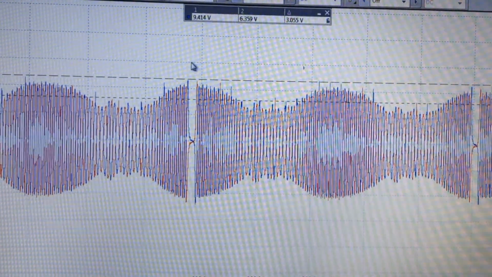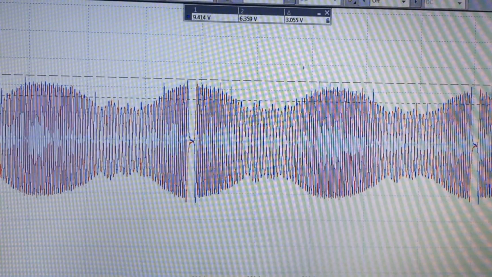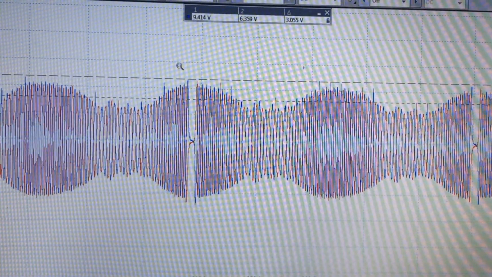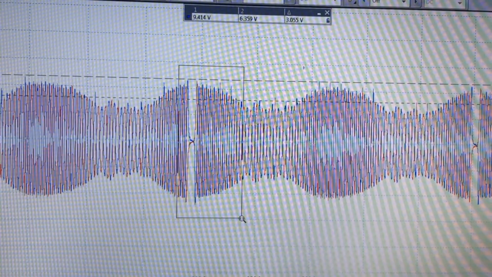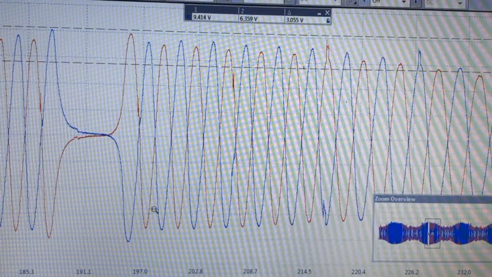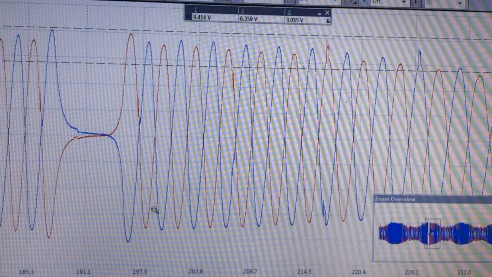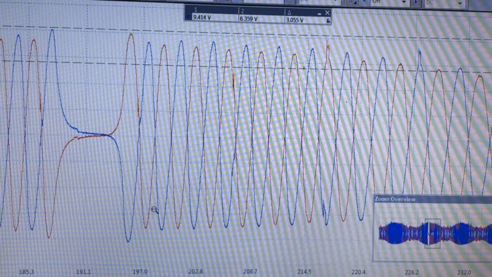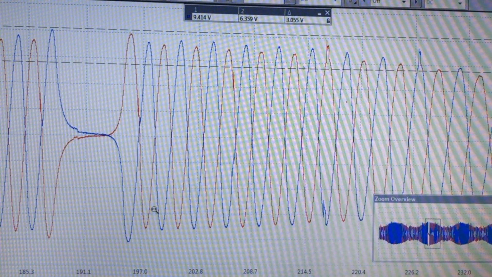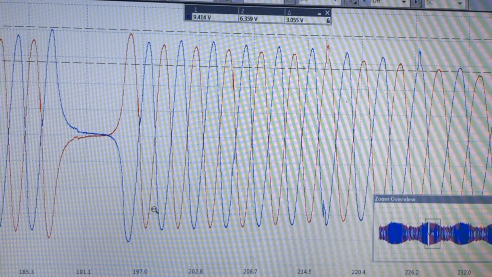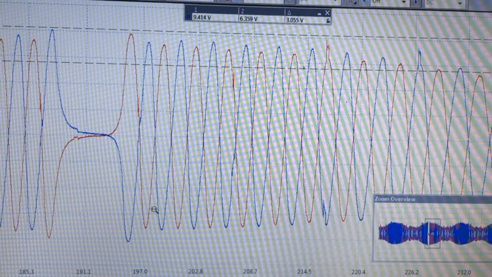So if we take a closer look at this waveform, you can see that's the sine wave there. You see that's the missing tooth on the flywheel. So I think we've got enough evidence there to conclusively condemn the engine ECU on this vehicle.